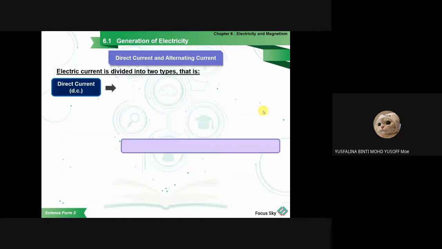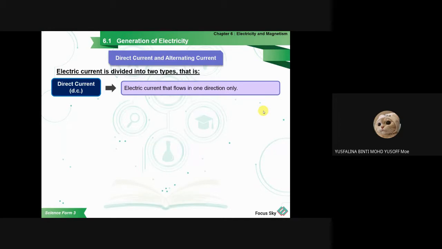All right, so this is what we will learn today, about the current. There are two types of electric current. The first one is the direct current. What does it mean by direct current? The direct current is the electric current that flows in one direction only.